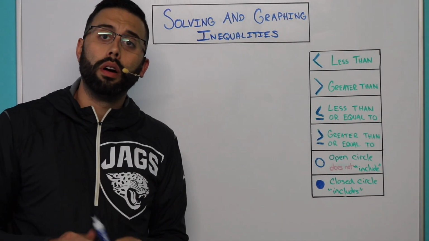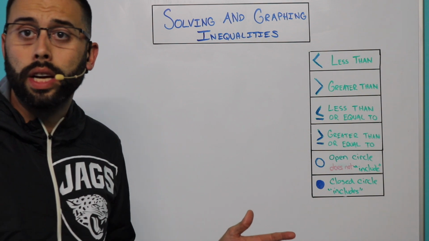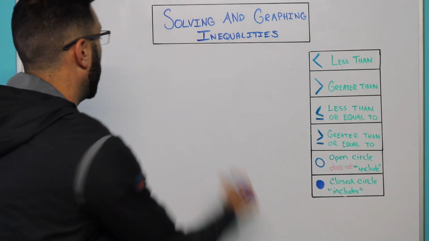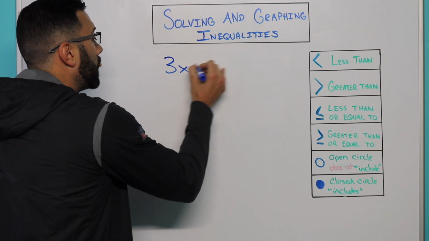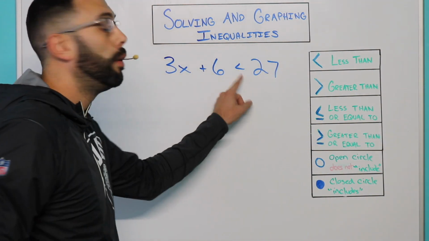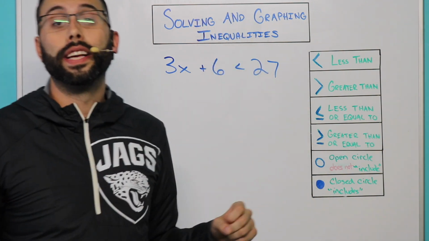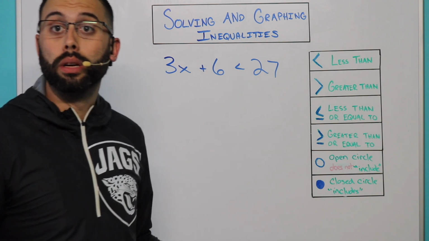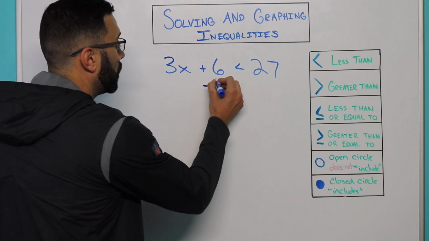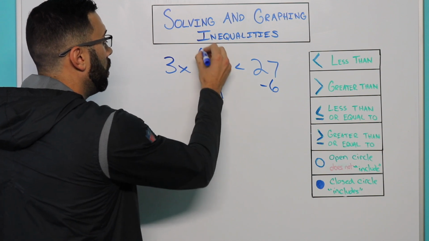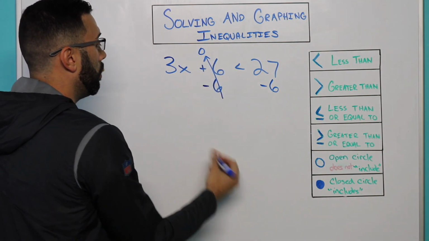Alright, the best part about solving inequalities is you treat it like it's an equation. What do I mean by that? Well, if I have 3x plus 6 is less than 27, I'm going to pretend that this is an equation. I'm just going to bring down my inequality symbol right here. So I'm going to subtract 6 from both sides, and this goes to 0 because 6 minus 6 is 0.